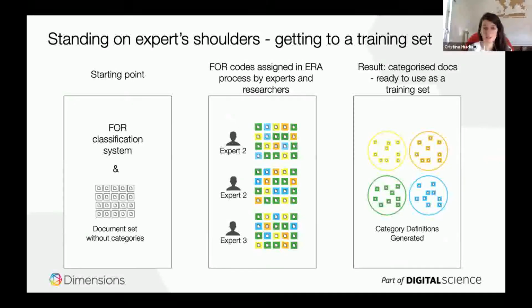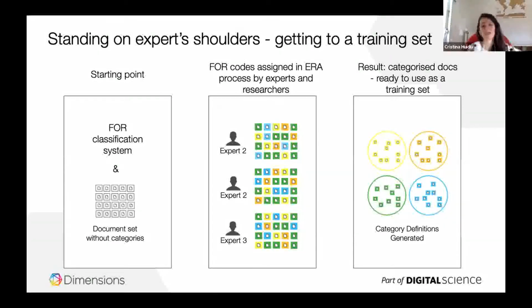pre-existing classification systems. The FOR is one of them, the fields of research. It is primarily used in Australia and New Zealand to classify their grants, actually. But there are other classification systems in dimensions as well, like the units of assessment or the Sustainable Development Goals, the RCDC, and a few other ones. I think there are 10 in total, and 4 of which have been added in the last 2 years and a bit. So we started with an existing classification system for 2 reasons.